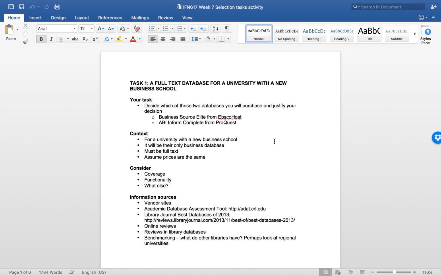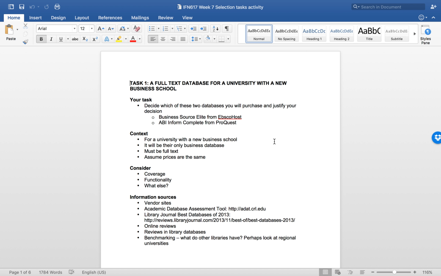So with the first task, when we talked about the full text database, we've got a couple of different things. Some people were saying they'd go for Business Source Elite because it has more coverage. It covers academic journals, and it covers more academic and more business-oriented stuff. And some people said they'd go for ABI Inform. There's no right answer. It just depends on what your users want.